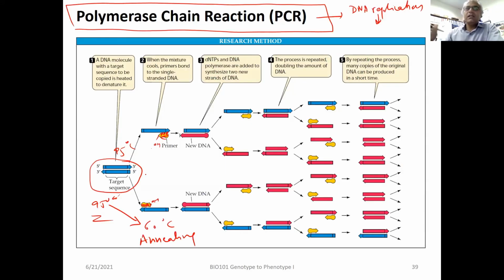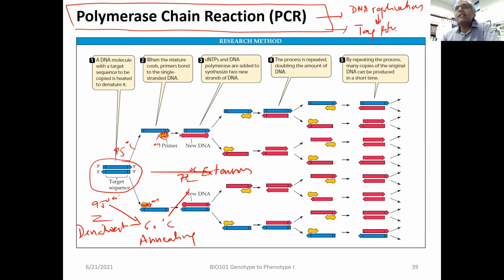At 95, denaturation happens: the two strands unwind. After annealing, you again take the temperature to 72 degrees Celsius, and this temperature is called extension, the temperature for DNA synthesis. In PCR, normally in our body it is not 72, in our body it is 37. So here you use a special enzyme, which revolutionized DNA technology or recombinant DNA technology. That enzyme is called Taq polymerase.